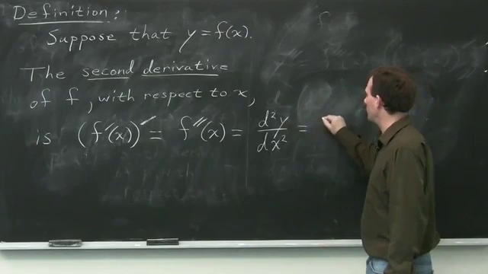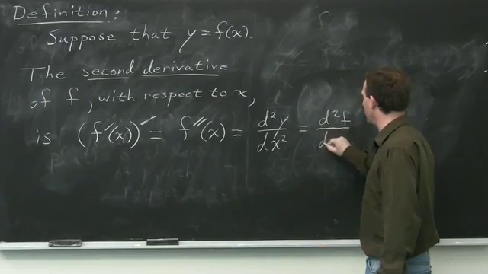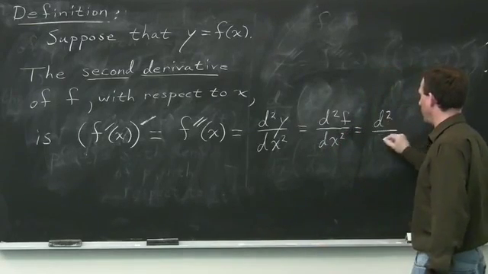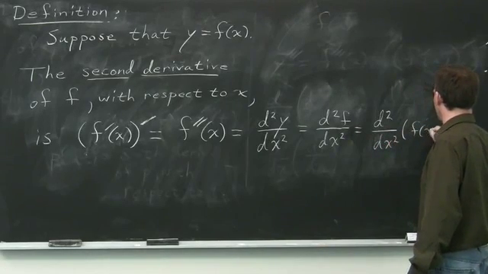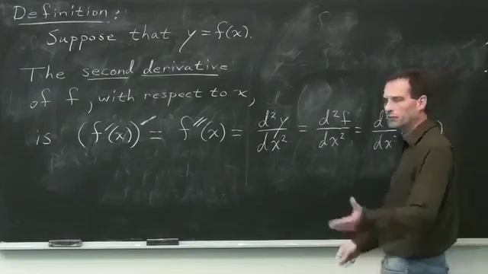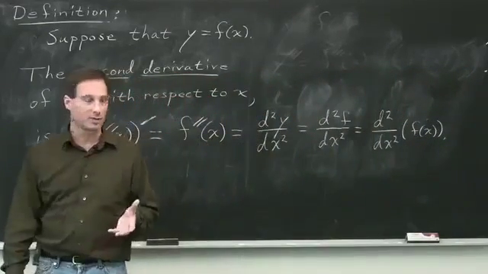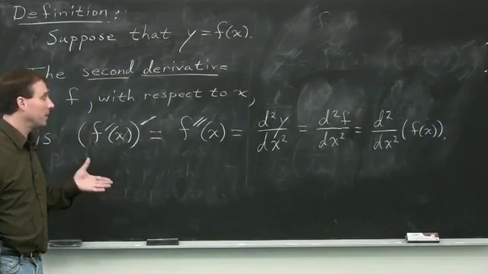Or if you just have it in terms of f, second derivative of f with respect to x, or you might write f of x over here in parentheses. All of these notations mean the same thing. They mean the derivative of the derivative, both times with respect to the same variable, x.